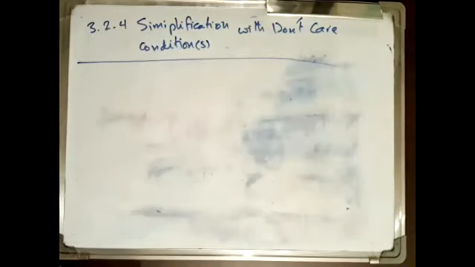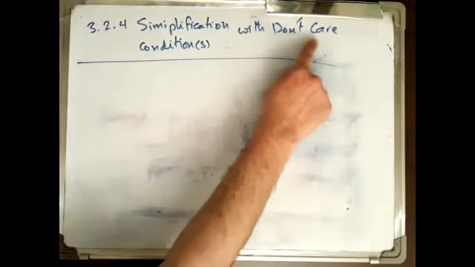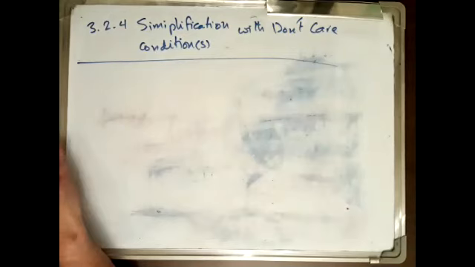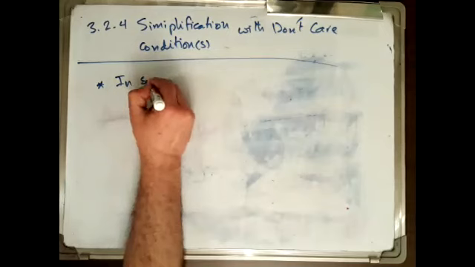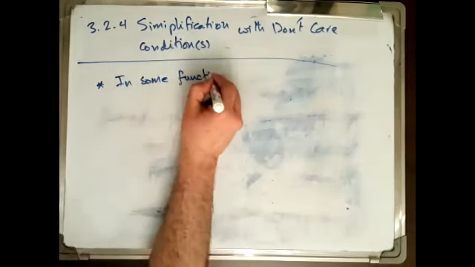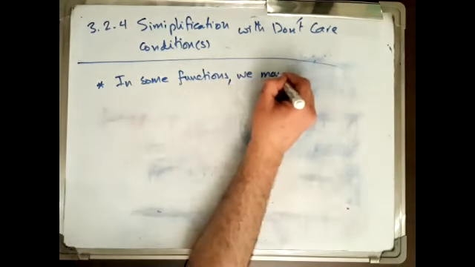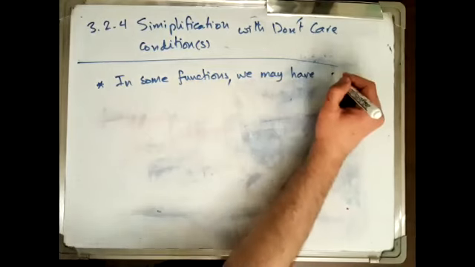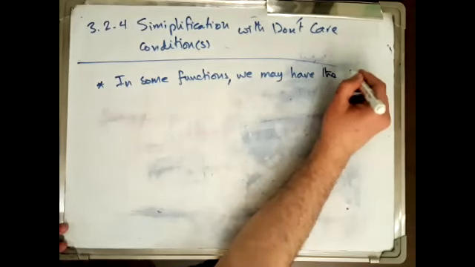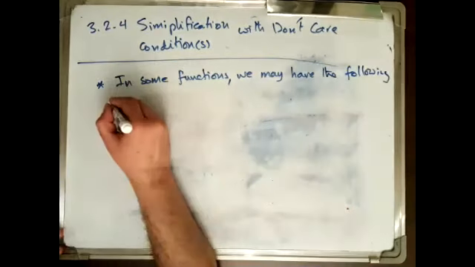Okay, so the idea here is, when we want to design logic systems, which basically means we want to find the logic expression that describes the relation between the inputs and outputs in this system, we may encounter very special cases. And these cases are referred to as the don't care conditions. Basically, the idea is very simple. In some functions, we may have the following two cases.